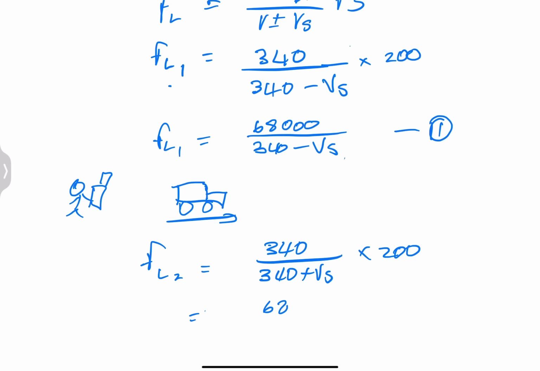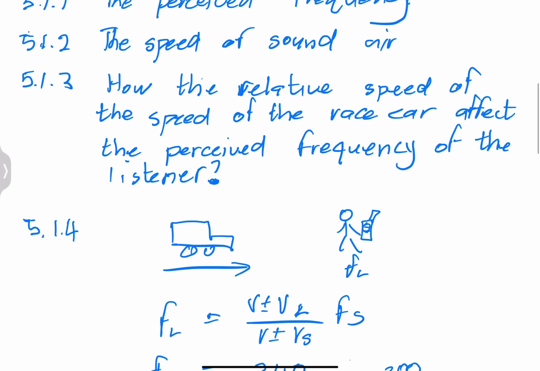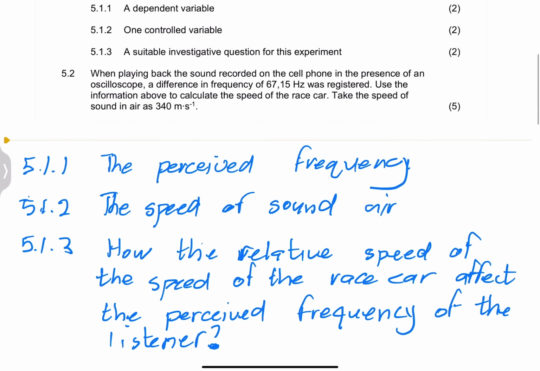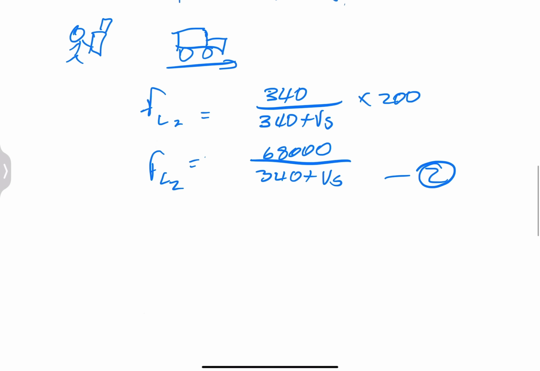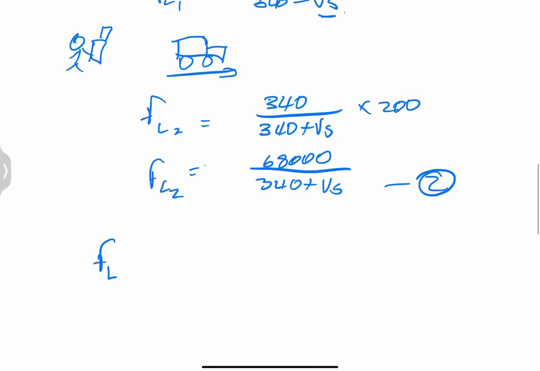over 340 plus Vs. Now remember what they said to us. They said the difference between the two frequencies. Okay, so let that be equation 2. So the difference between the two frequencies is equal to 67.15 hertz, I think that's what they gave us, right? So in this case, it means that frequency 1, the one that's greater, minus the second frequency would be equal to 67.15.